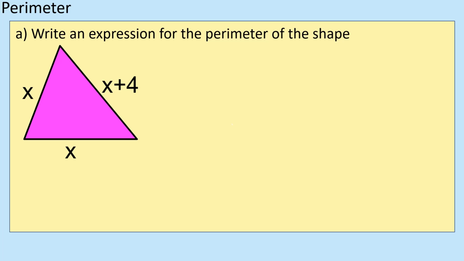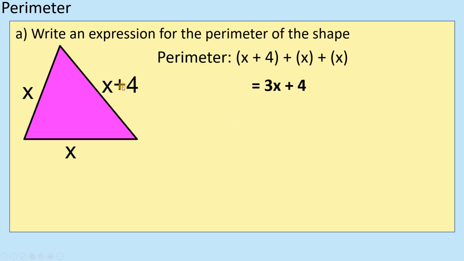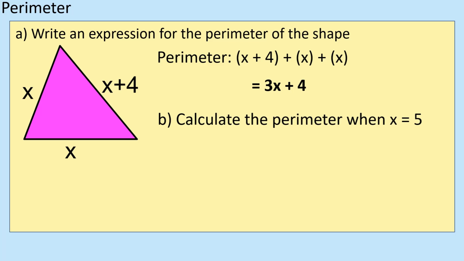What about an expression for perimeter? The perimeter is just the three outside lines added together, so that plus that plus that. Relatively straightforward. We've got 1, 2, 3x plus 4. Then it's going to ask you some follow-up questions. Calculate the perimeter when x is 5. When x is 5, substitute the value in. We've already got this expression, so let's just put it into this. 3 times 5 plus 4 gives me 19. So my perimeter is 19.